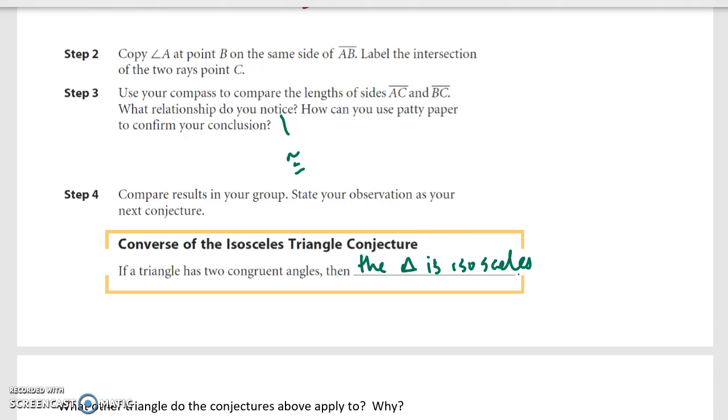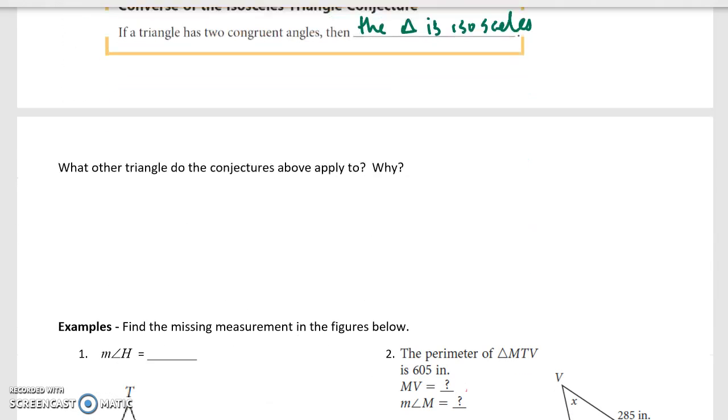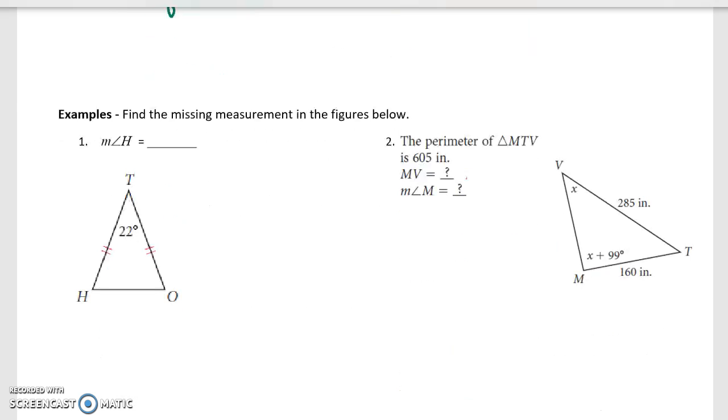Okay, so what other triangles does this conjecture apply to? It actually applies to equilateral triangles. And again, why? Because technically an equilateral triangle is isosceles, right? Isosceles actually has at least two congruent angles. Usually we think of it as at least two congruent sides. Usually we think of it having only two congruent sides, but it doesn't technically have to have just two.